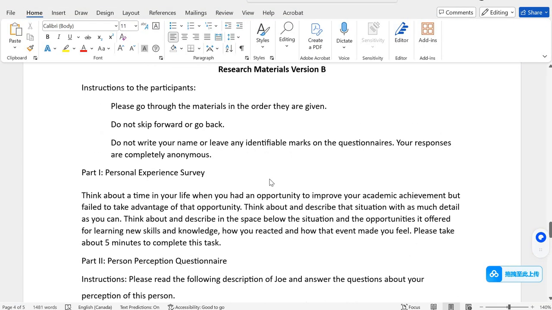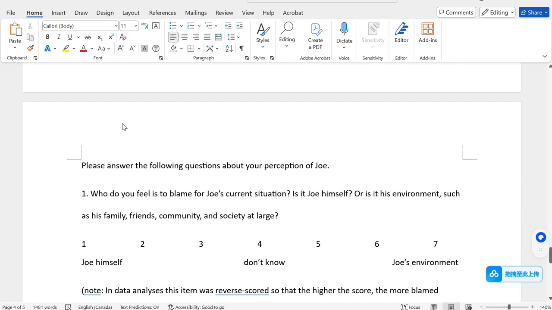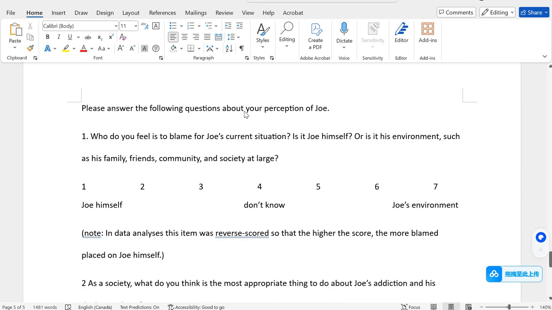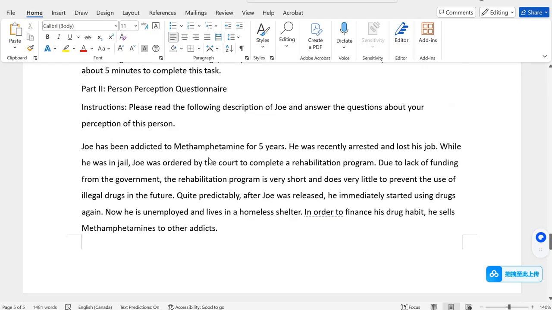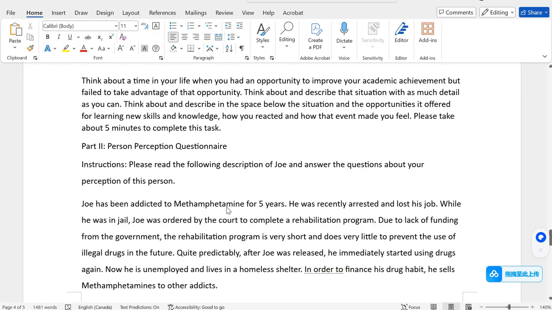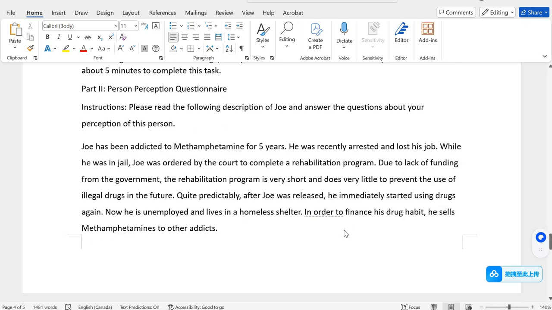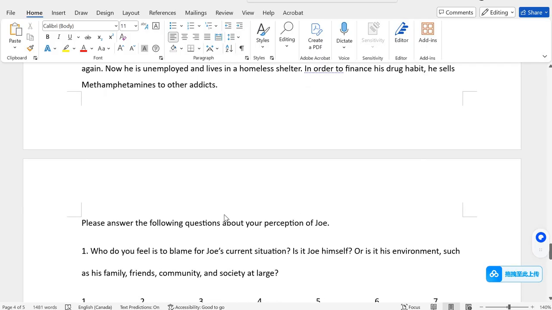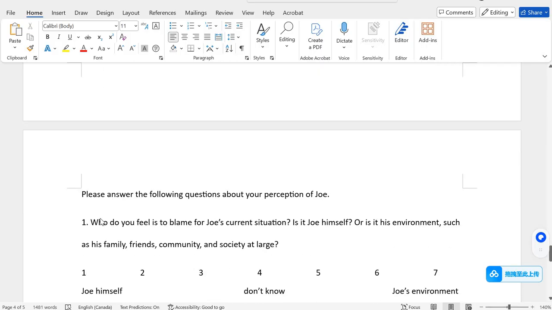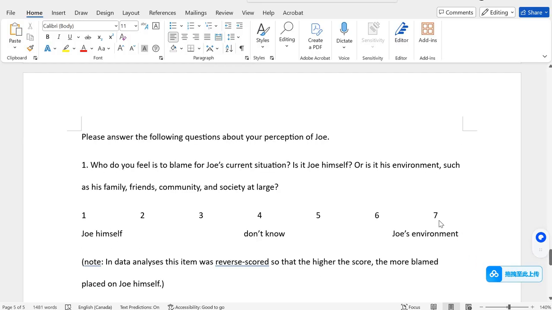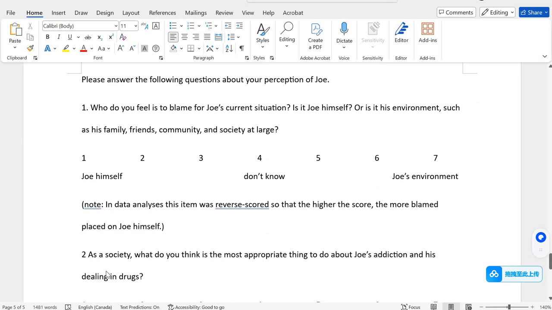Part 2 was identical between version A and version B. In both versions, students read about the same person, Joe. He uses meth and he deals in drugs. The questions are the same too. Do you blame Joe himself, or do you blame Joe's environment? And do you think that society should help Joe or punish Joe?